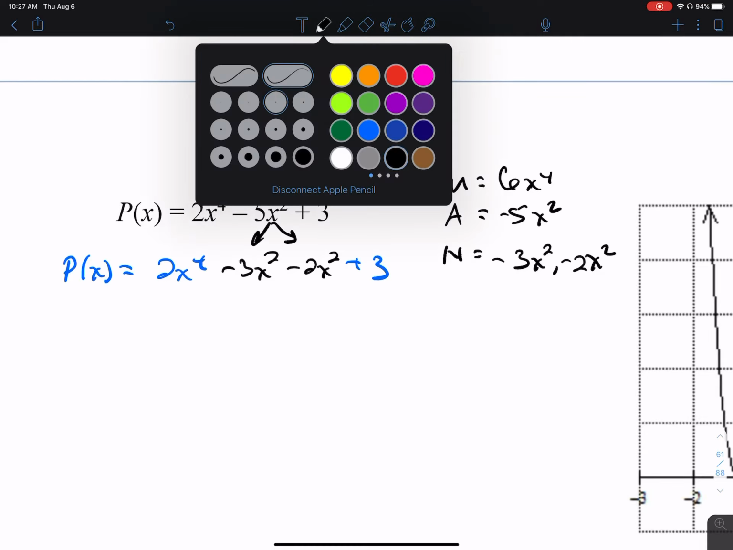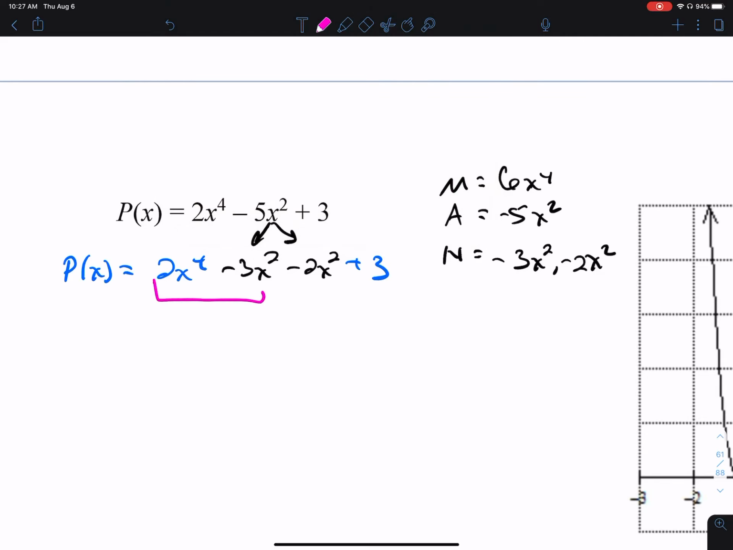Once you've split the middle term, then you factor by grouping. What's the GCF of the first group? Once again, we're setting this equal to 0. I could have done it in this step here, but I just didn't think of it. GCF of the first group is x squared, leaving us with 2x squared minus 3. GCF of this next group is a negative 1, leaving us with 2x squared minus 3.